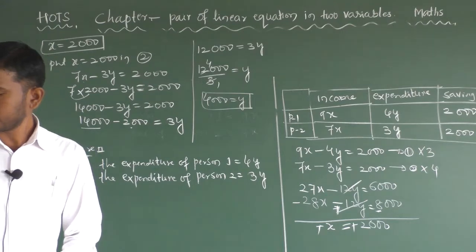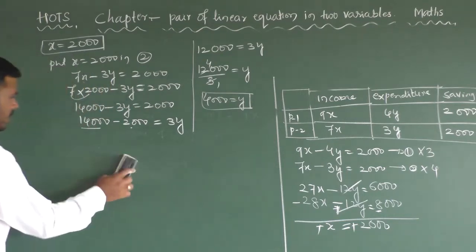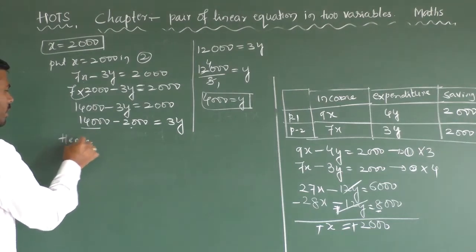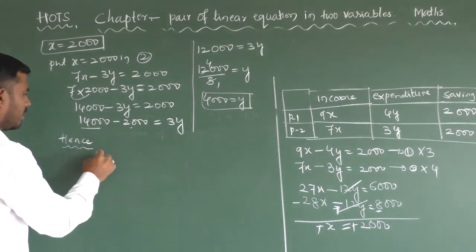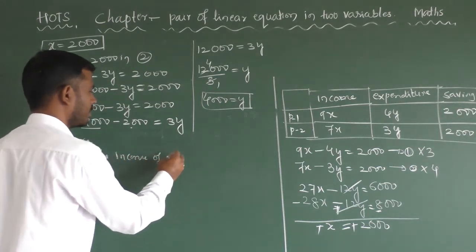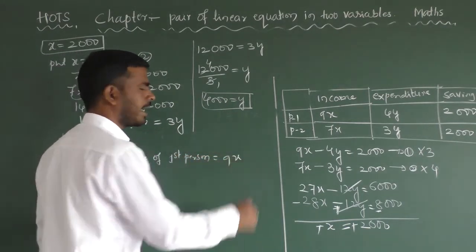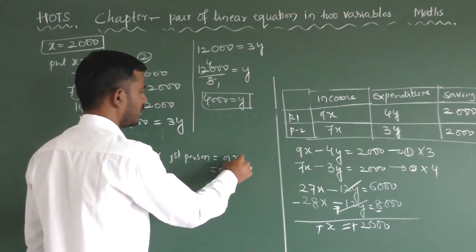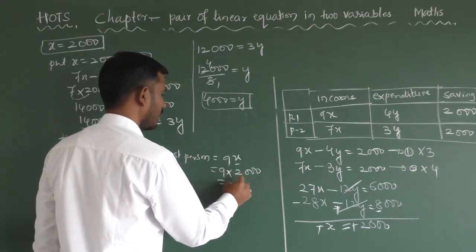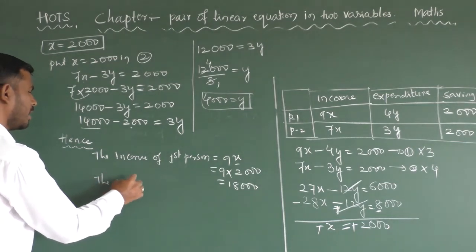Next, you can write the conclusion step. Therefore, or hence, any one term we can use here. Hence the income of the first person is 9x. 9 into the x value, which is 2000, is 18,000.